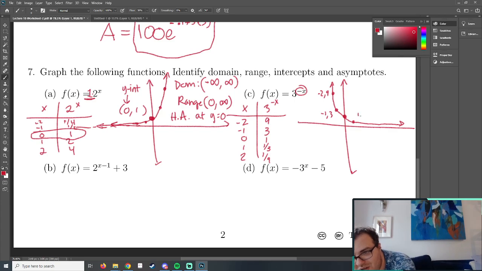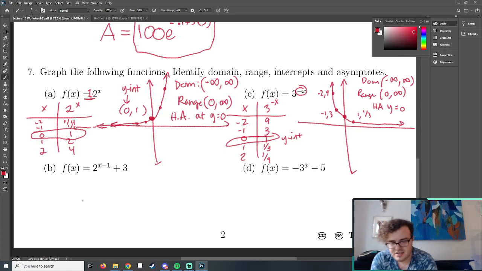This would be 1/3. Again, our y-intercept is 1, and our domain is still all real numbers. Our range is still 0 to infinity. Flipping horizontally doesn't change your range. We still have a horizontal asymptote at y equals 0, and we still have no vertical asymptotes.